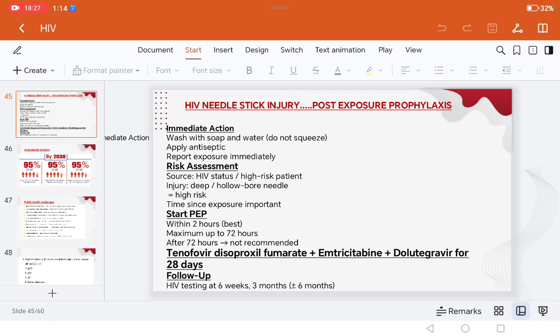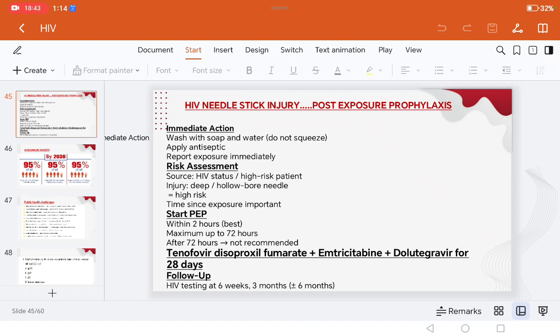Then there is risk assessment of the HIV status of the patient. If he or she is high risk, then it is assessed whether the injury is deep or caused by a hollow bore needle, which is high risk. And time since exposure is important.